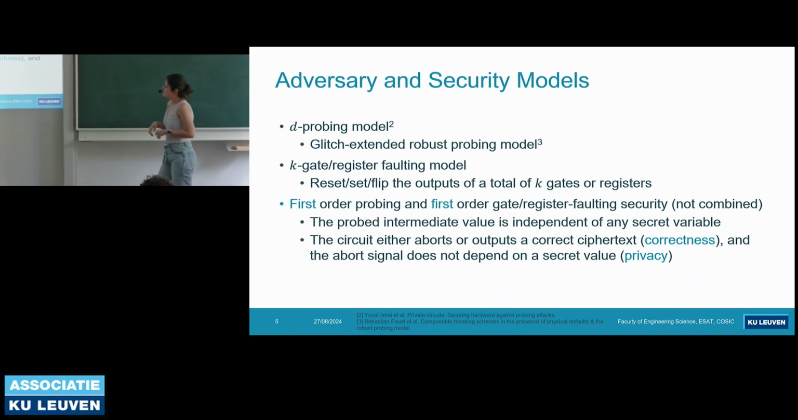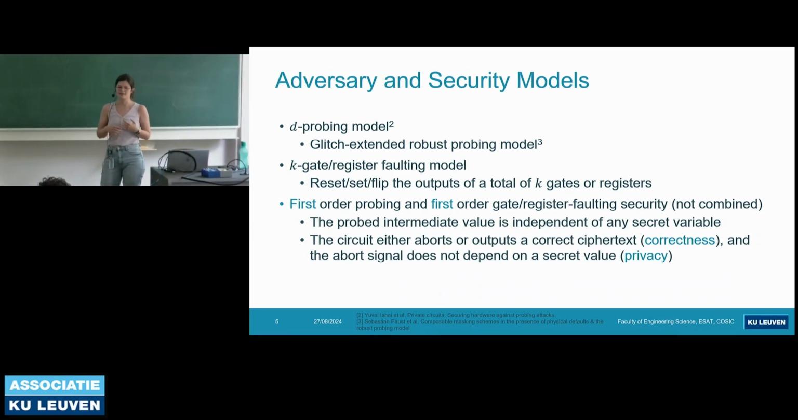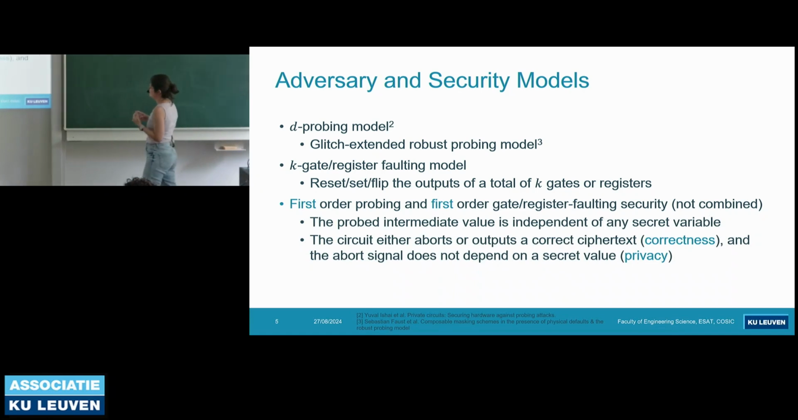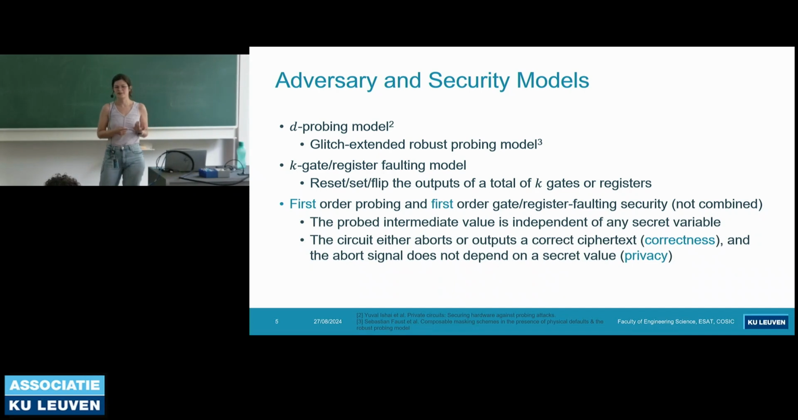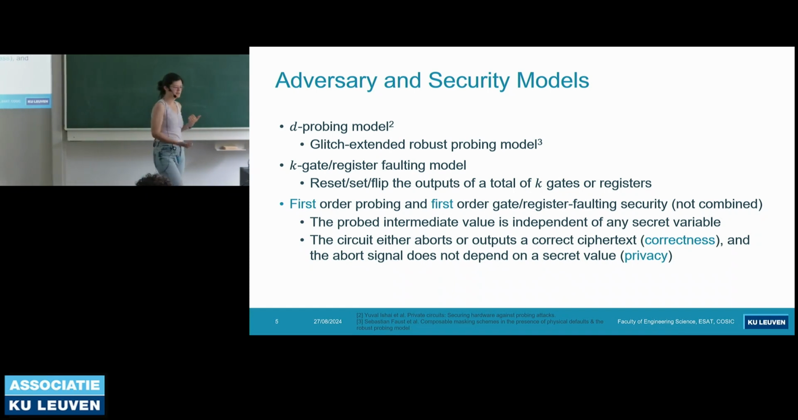What we promise as the security is that the probed intermediate value is independent of any secret variable. And then we also require the circuit to be correct and private. Correctness means the circuit is going to either abort or always give the correct output, so no wrong outputs. And the abort signal does not depend on the secret value. So this means the circuit is private.